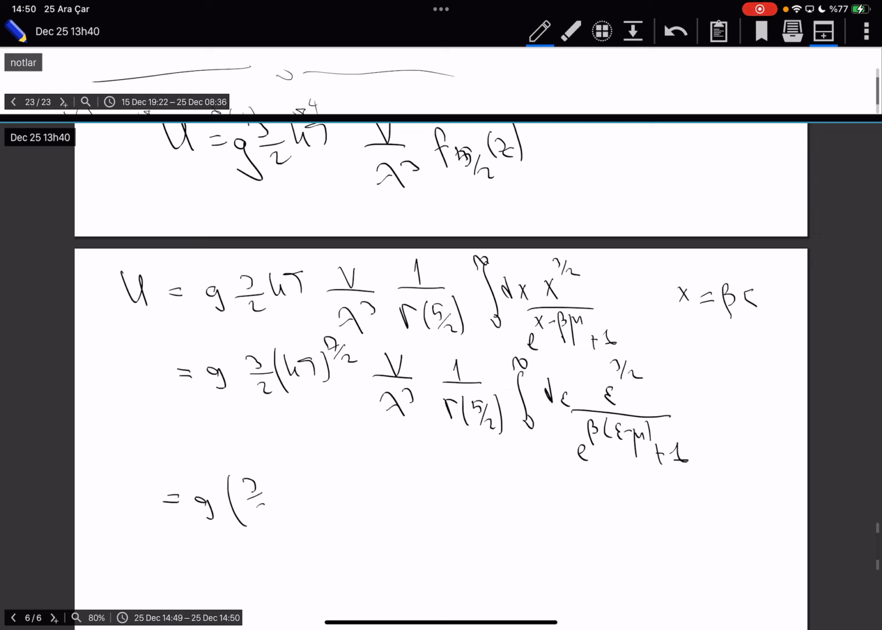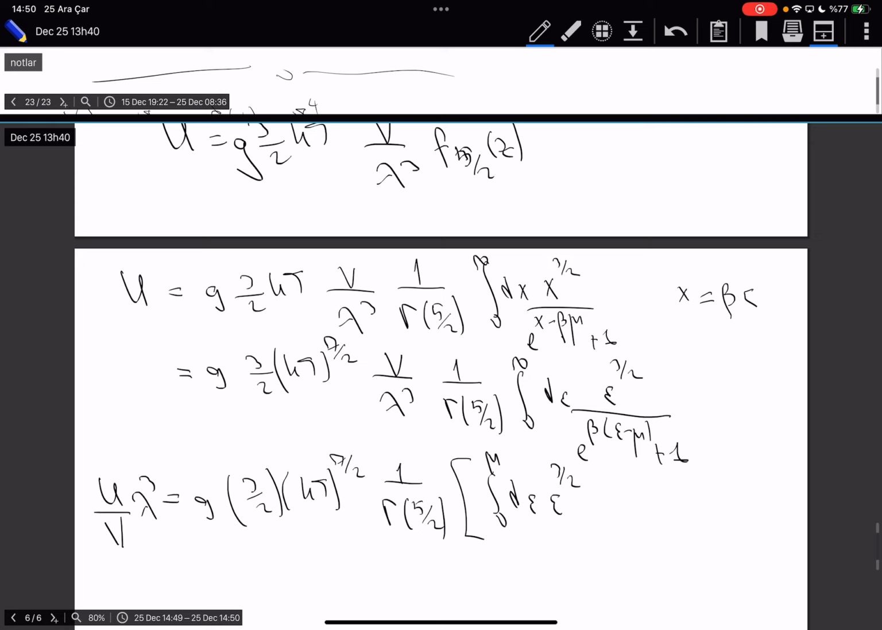That is g times 3 over 2 kT to the power 7 over 2, V over lambda cubed, 1 over gamma 5 over 2. Or let me write U over V times lambda cubed is equal to this expression. Well, that integral is now from 0 to mu, d epsilon epsilon to the power 3 over 2, minus pi squared over 6 times the derivative of g epsilon, which is just mu to the power 3 over 2. Yes. Its derivative is 3 over 2 times mu to the power 1/2.